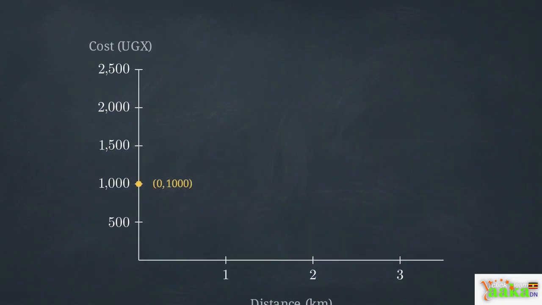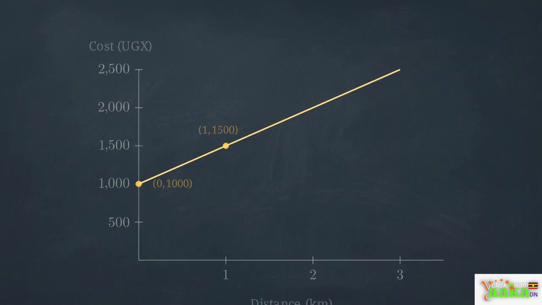At 0 kilometers, you owe the 1,000 shilling base fare. At 1 kilometer, you owe 1,500. As these constantly accumulating costs are plotted, they connect to form a perfectly straight, upward trending line.